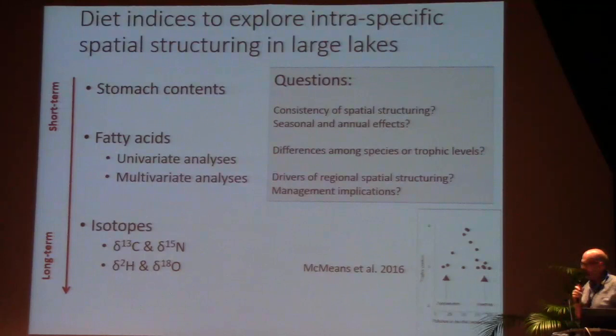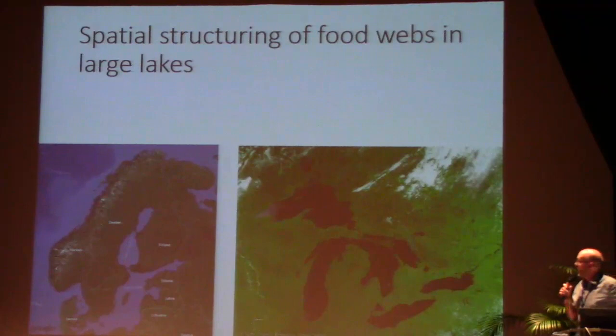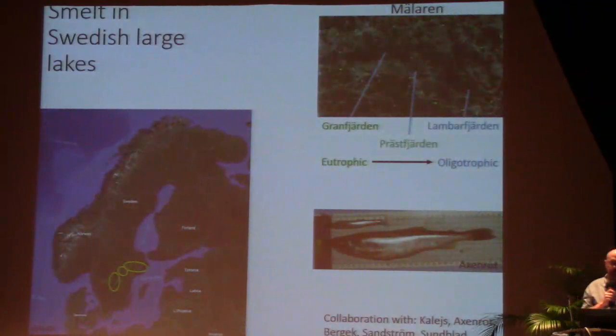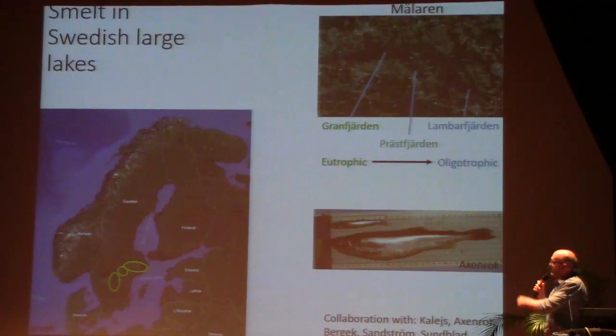So today I'm going to talk about three different systems. First off, large lakes in Sweden. Then I'm going to talk about Saginaw Bay, a large bay in Lake Huron, and then Lake Michigan. So in terms of large lakes in Sweden, we're looking at smelt in these large lakes. And this work includes looking at Vättern, the second largest lake in Sweden, Mälaren, the third largest, and Hjälmaren, the fourth largest lake in the country.